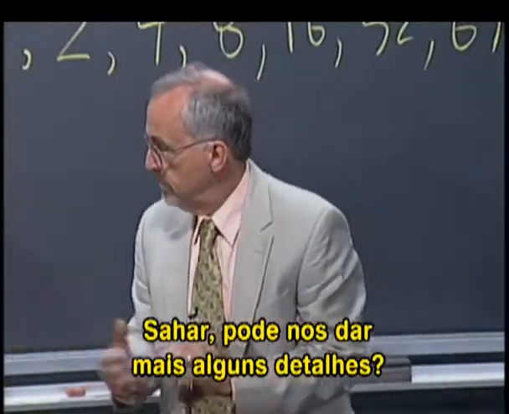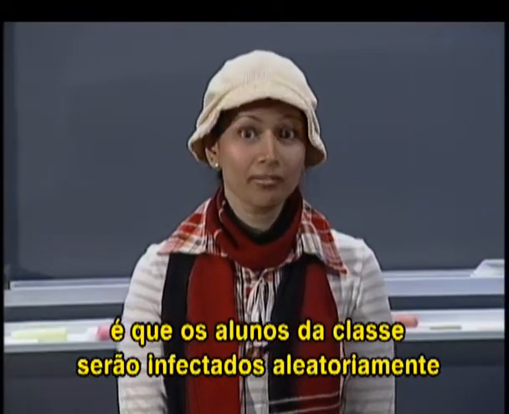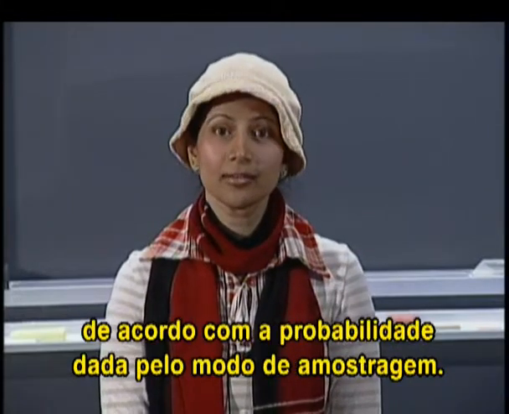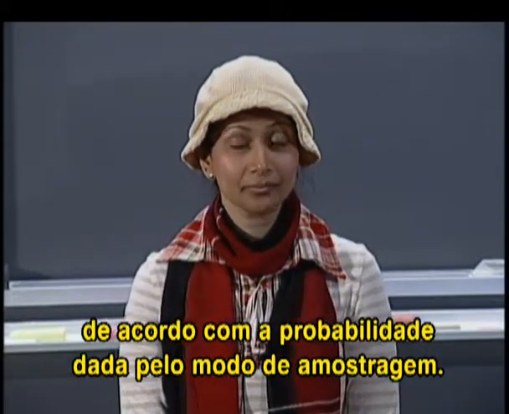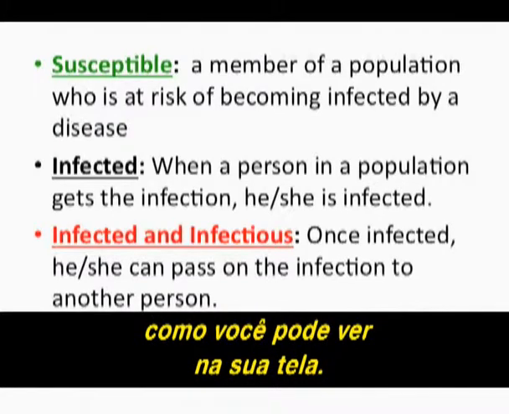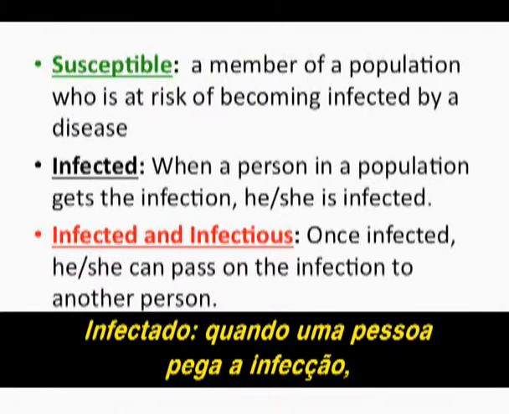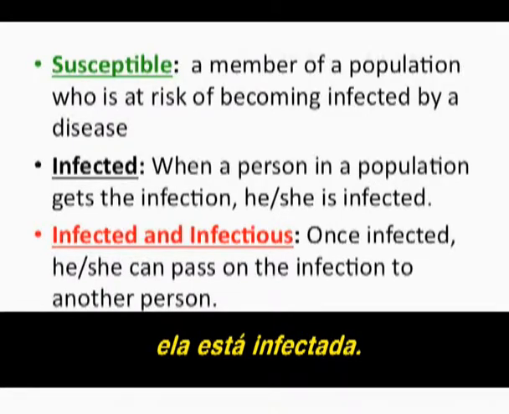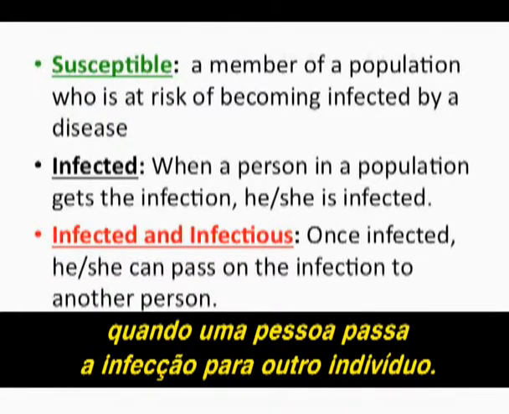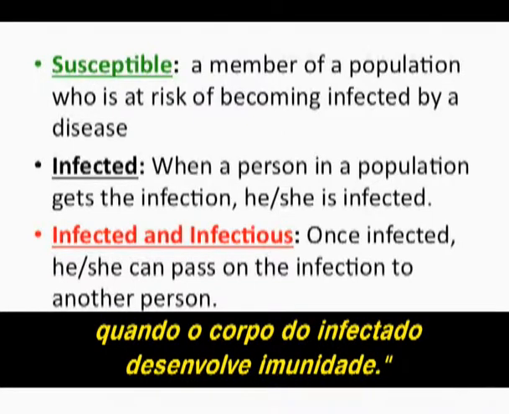And Sahar, would you give us some more details? Okay, Dr. Larson. The idea of our simulation game is that the class members will become infected randomly with a statistical probability determined by our sampling technique. There are 4 possible disease states of any given student, as you can see on your screen right now. Susceptible is a member of a population who is at risk of becoming infected by a disease. Infected, when a person in a population gets the infection, he or she is infected. Infected and infectious is once an infected person passes on the infection to another person. Recovered and now immune, the infected person's body develops immunity.